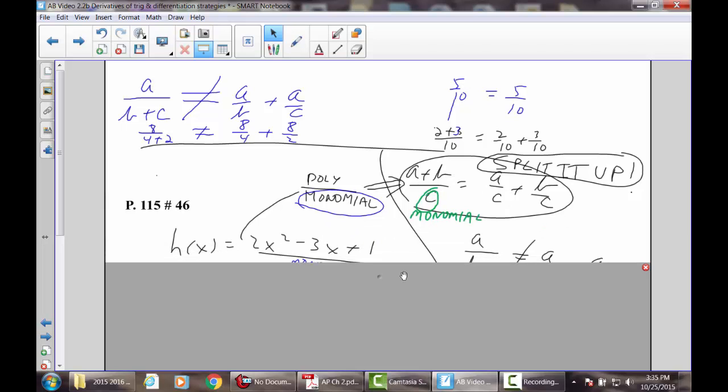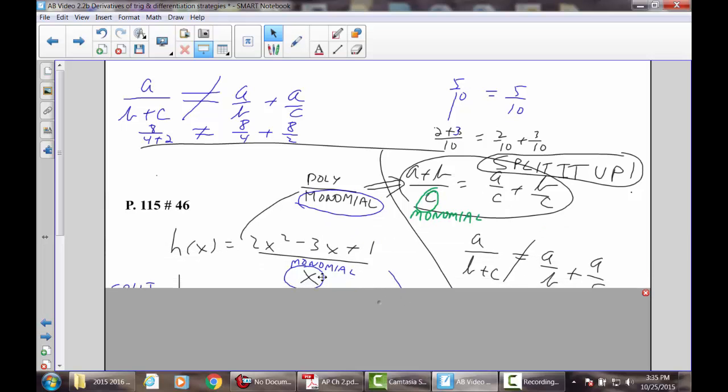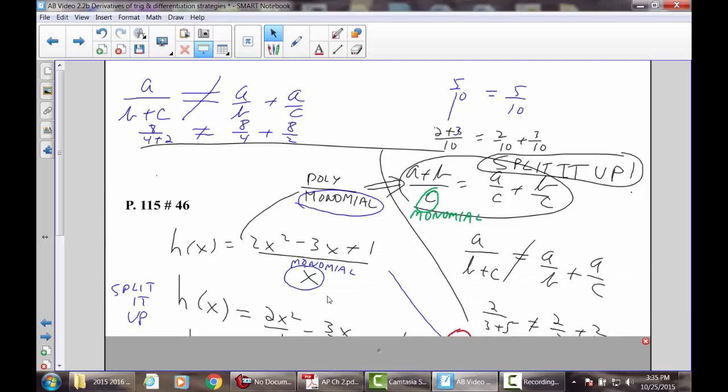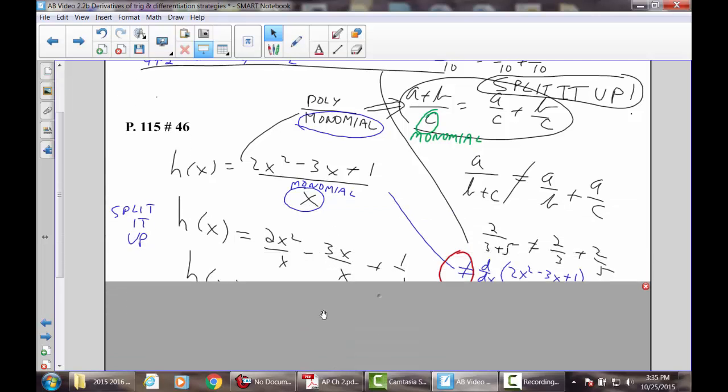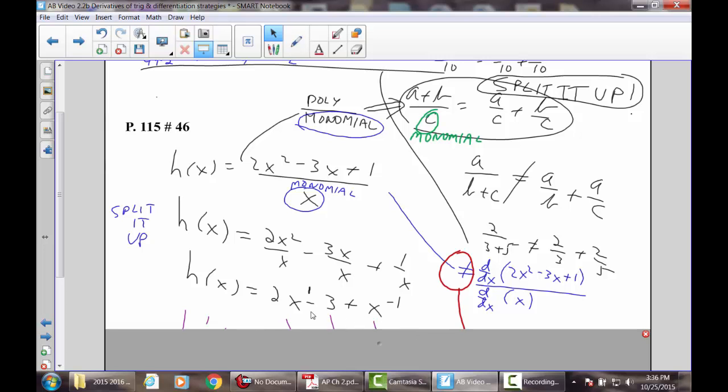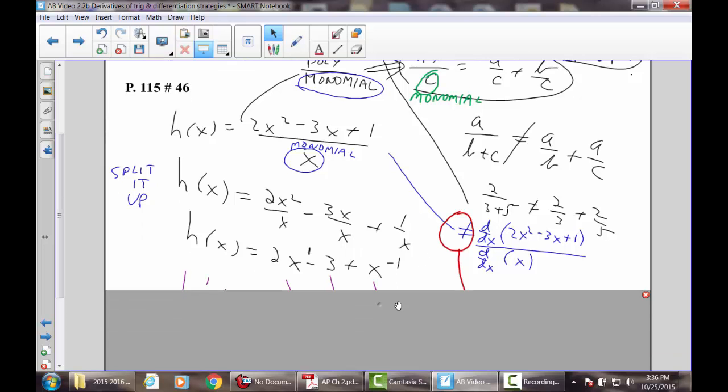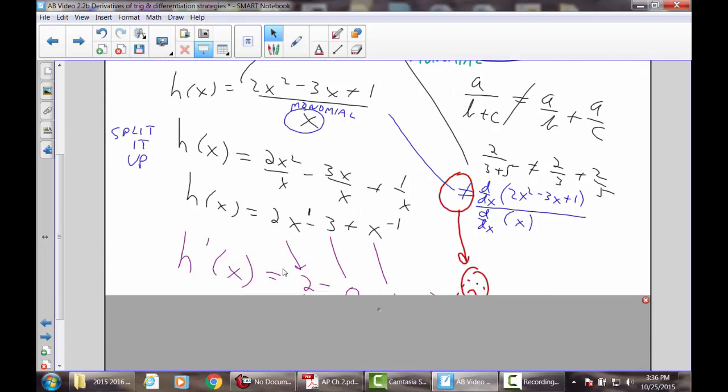So here's page 115, number 46. In that this is a monomial, we are able to split it up. So we have the first term of the numerator over the denominator x, minus the second term over x, plus the third term over x. We then rewrite those. Simplifying, that'll give 2x to the 1. The x is canceled. We write this as x to the negative 1. And now we're ready to take the derivative of the function.